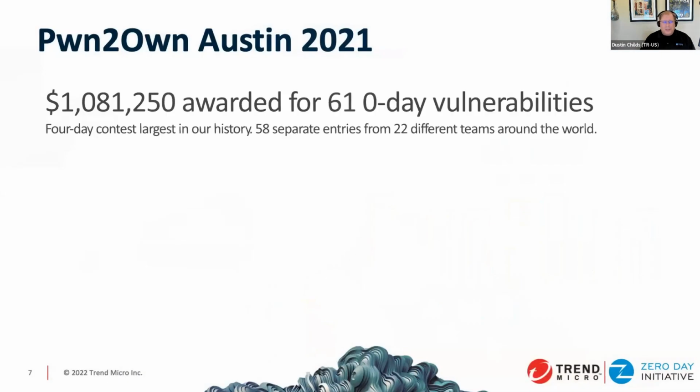So what were the results? Well, we awarded over $1 million for 61 zero-day vulnerabilities over the four-day contest. It was scheduled to be a three-day contest, but we had so many entries we had to extend it to a fourth day. We also had to run a bunch of things after hours, kind of Pwn2Own after dark, to get all of the contestants in and make sure it all happened. There were 58 separate entries from 22 different teams from around the world, everywhere from individuals up through big companies like CrowdStrike, Star Labs, and DEVCORE, and lots of different people participating from around the globe.